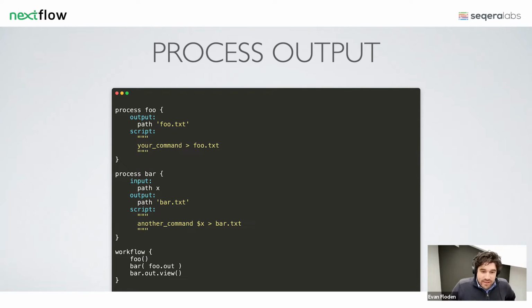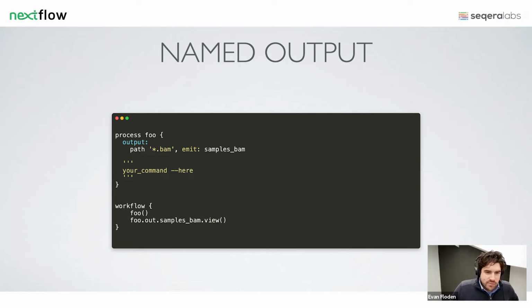Another example is that we can even give a name to that output. So we can name the channel here. In this case, we're going to create an output channel called samples ban. And then we can say that, okay, this foo creates this and is able to reference that with a name itself. So that is another thing that can be useful here.